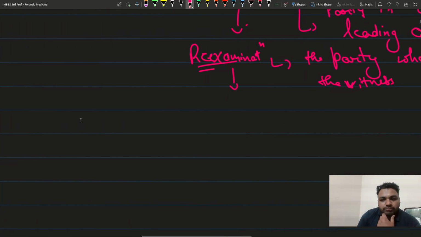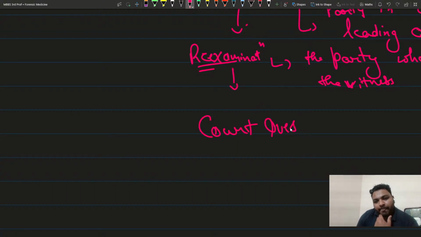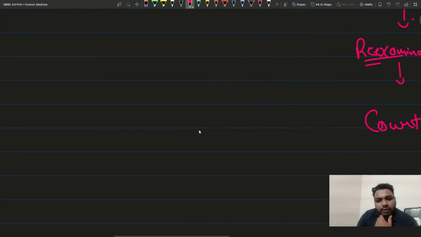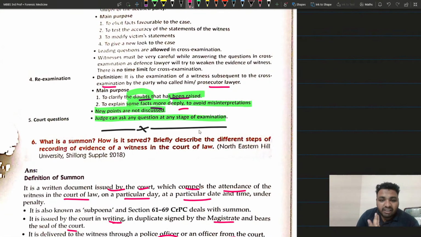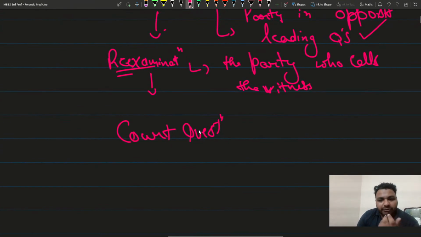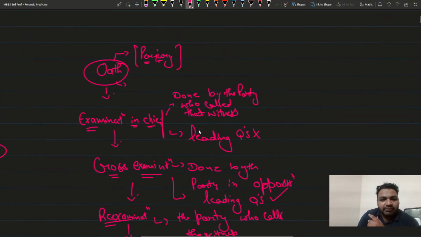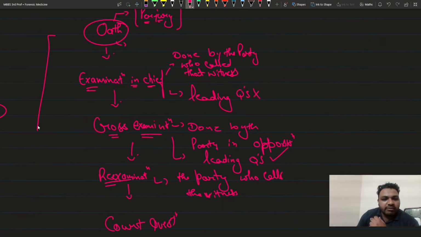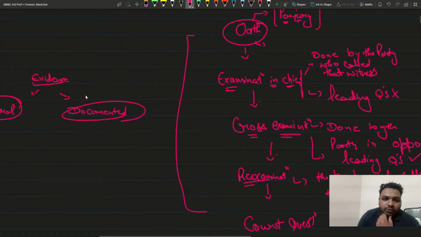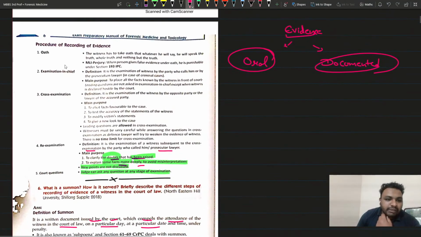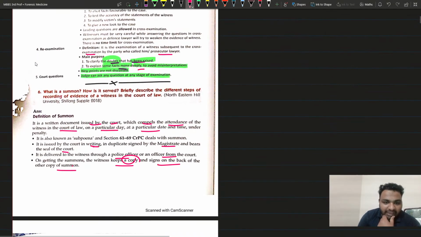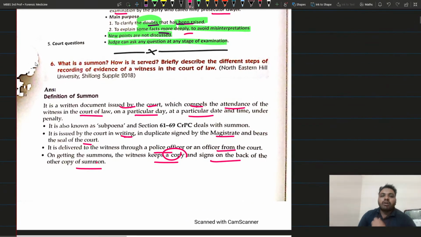Fourth question. Basically, a judge can ask any question at any stage of examination. So once this is done, this is how you record evidence in a court of law. If you want to read, you can read it from here, but everything is covered; I have provided it. Now coming to what is summons.